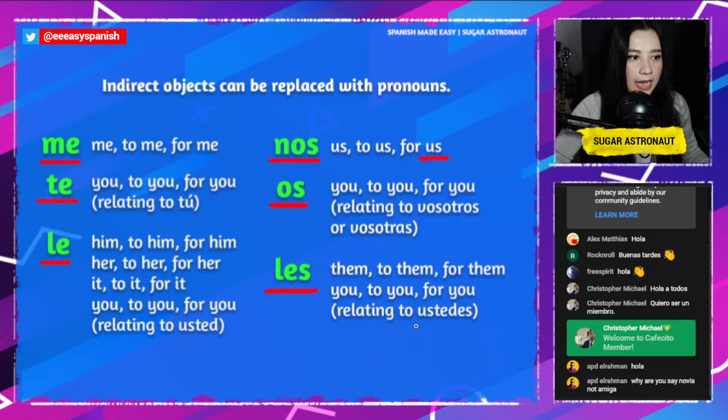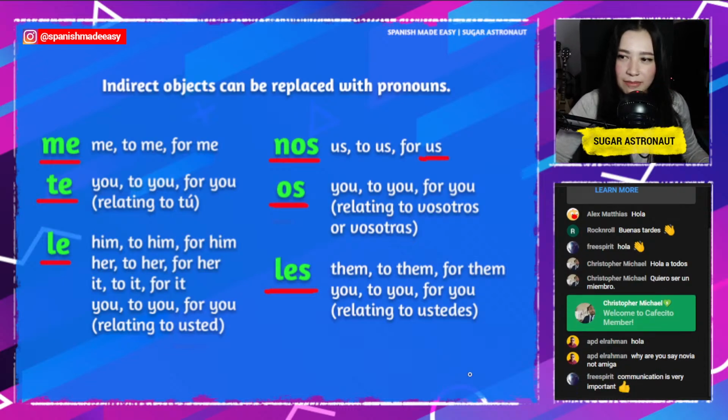Okay, APD asks, why do you say novia, not amiga? You're probably talking about the previous example of Miguel buying a cake for his girlfriend. Novia means girlfriend, as in you're dating the person. Novia doesn't mean friend. I know in English, girlfriend can mean my bestie, just a female friend, but in Spanish, it doesn't translate. Amiga means friend. Novia means girlfriend. That's it. I think that's what you're asking. I'm not sure. Free spirit: communication is very important. Yes, it is.